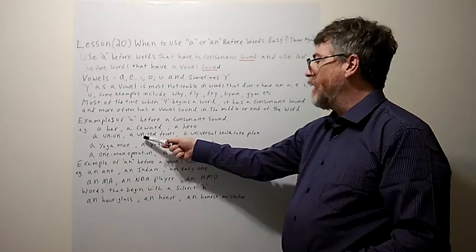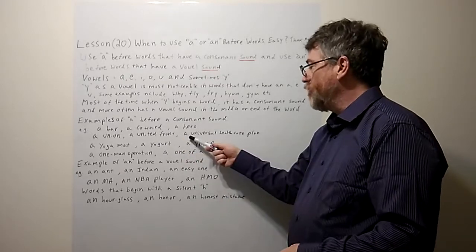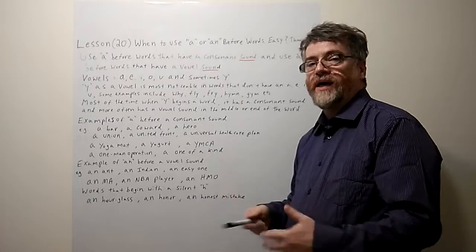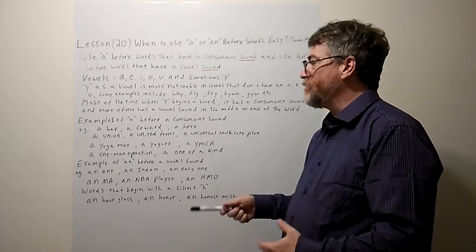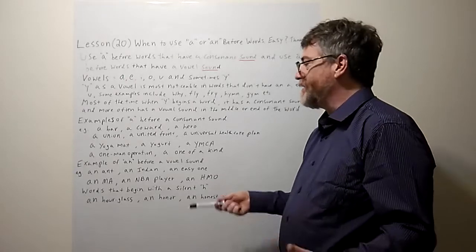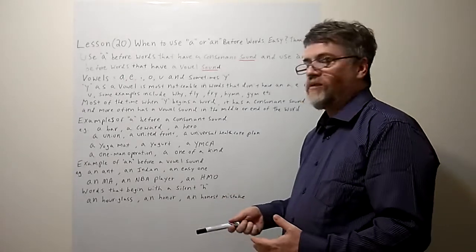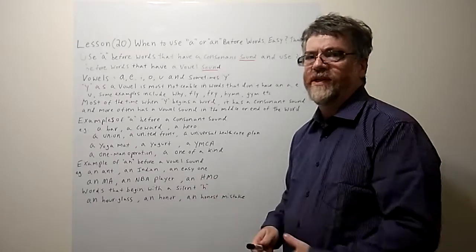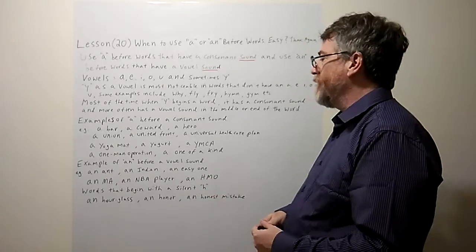Union, a united front, a universal healthcare plan. So it has more of a Y sound than a consonant. So that's why we're using "a" and not "an." Like I said, when students ask me, why don't we say "an university?" I try to think, an university. That's definitely wrong. It's a university.